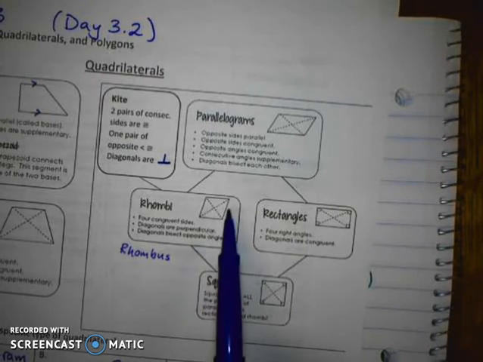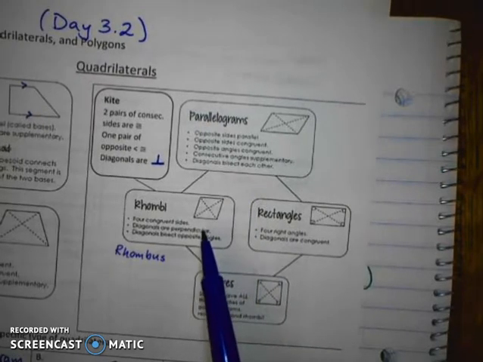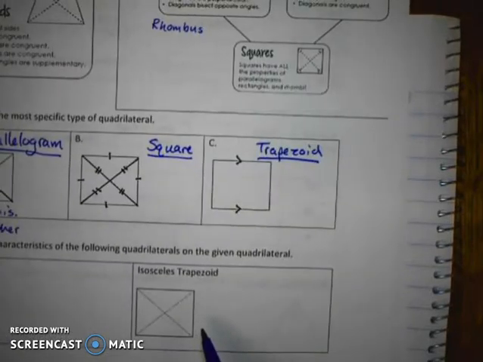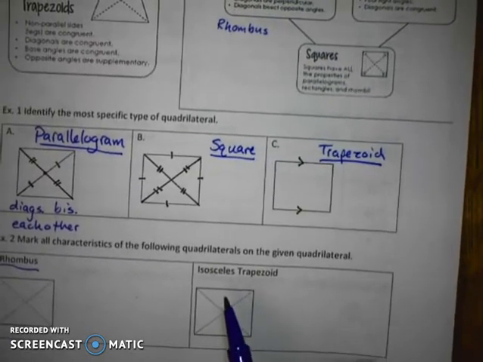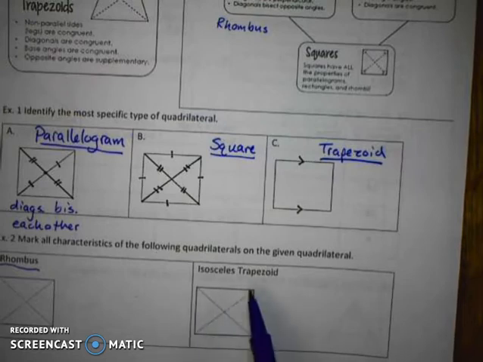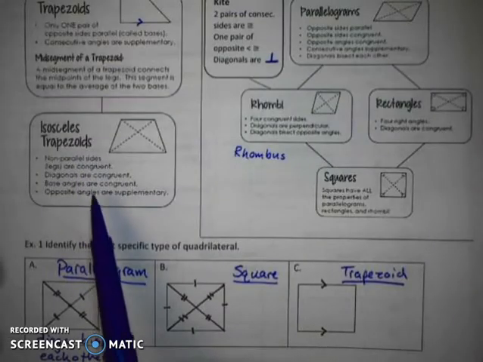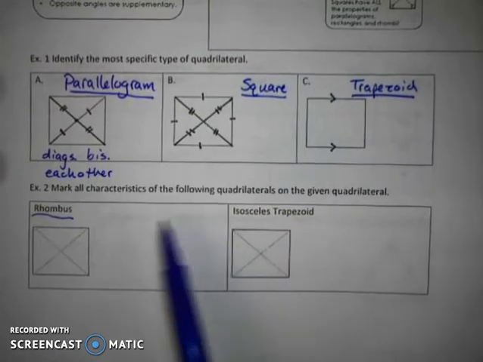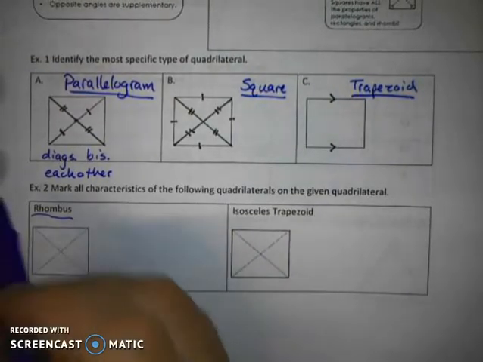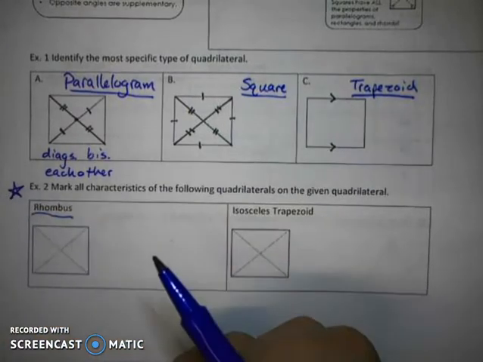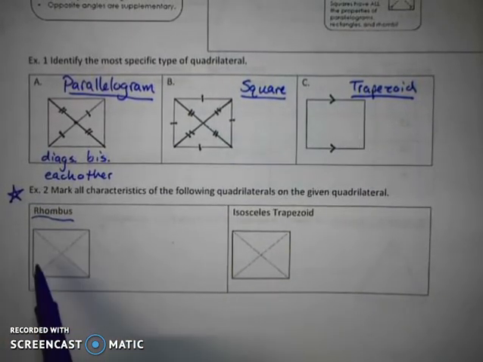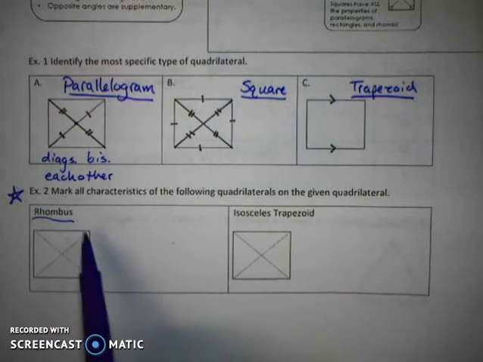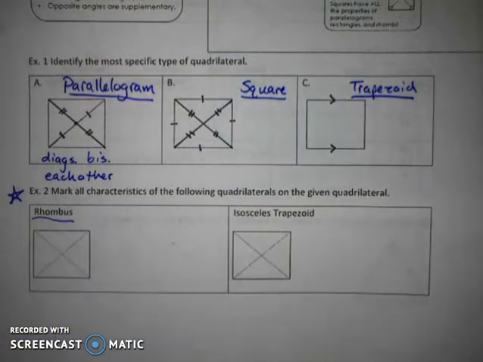Okay. But then we have an isosceles trapezoid. Now, an isosceles trapezoid, there are characteristics here that we need to mark. So I want you to do those on your own. And then bring them to class, and we're going to check the answers for number 2. So if you need to, do this in pencil, so that if you need to fix anything, that'd be a good idea. But do these parts of example 2, and we will check those answers in class.